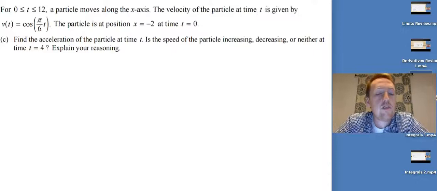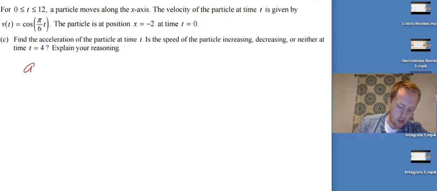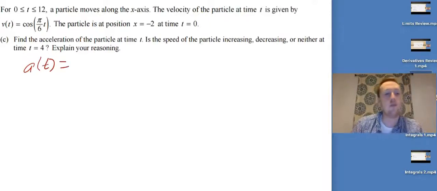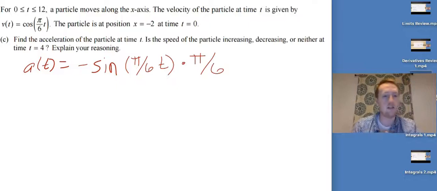Find the acceleration of the particle at time t. Is the speed of the particle increasing, decreasing, or neither at time t equals 4? Okay, first let's find the acceleration, then we'll deal with the next question. Acceleration at time t. Remember, acceleration is the derivative of velocity, so the derivative of cosine is negative sine, times the derivative of the inside. So that's it. That's the acceleration function.